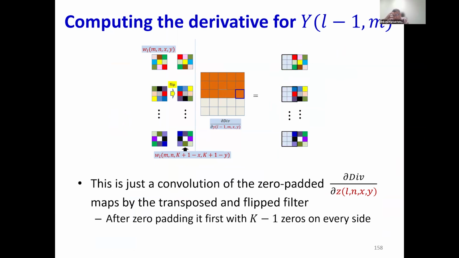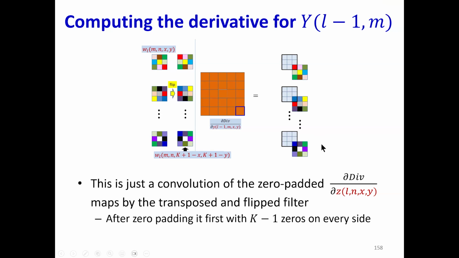Kishore, I'm not sure I understood. This is exact, right? There's no sharing. For any given input channel, I pull out the corresponding channels for all the filters, transpose them, and then I zero pad the derivative maps for the output channels and convolve them with the transposed filter. That's it. Any questions? Kishore, did that answer your question?